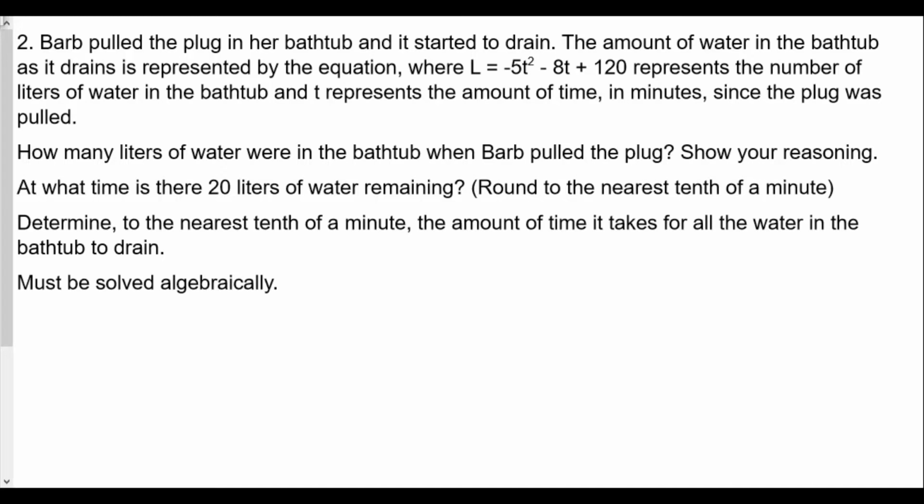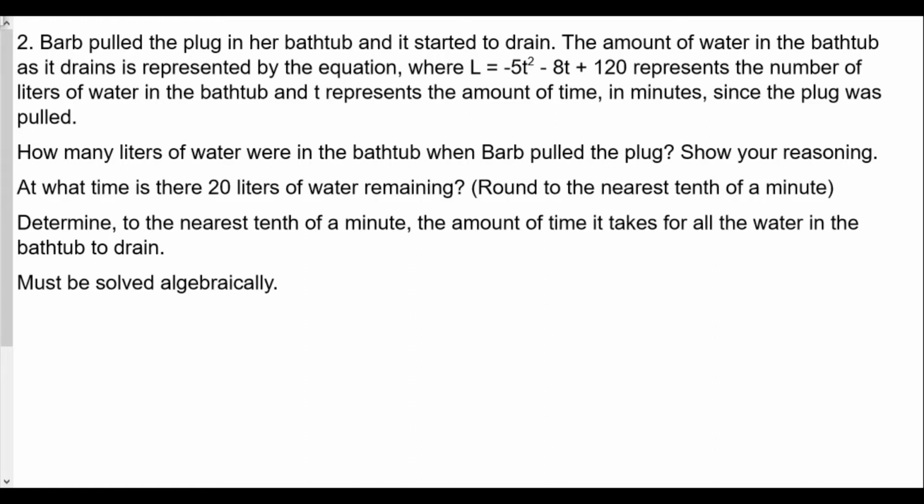And so here we go. The function L equals negative 5t squared minus 8t plus 120 tells you the amount of liters. So how many liters of water were in the bathtub when Barb pulled the plug? And you've got to show the reasoning, or how you found your answer. So you take an answer here. You just have to say, okay, here we go. Well, for the first part, again, we must solve algebraically, of course.